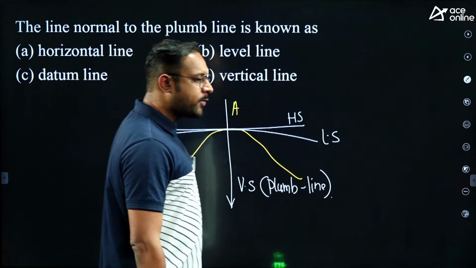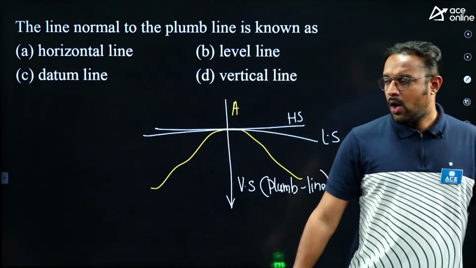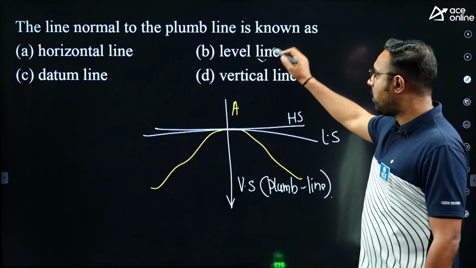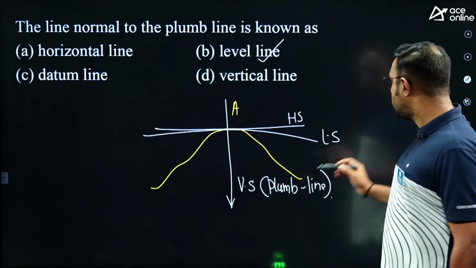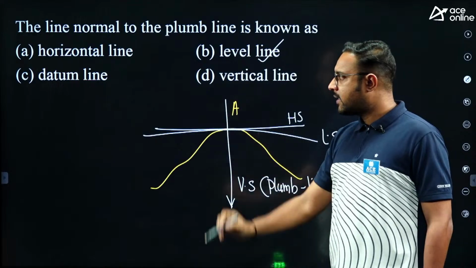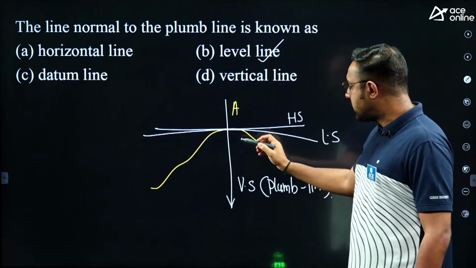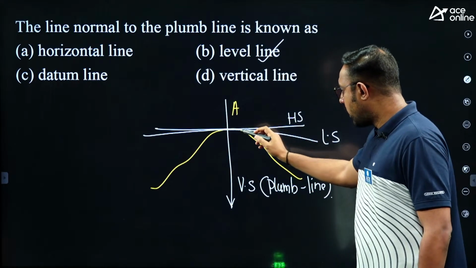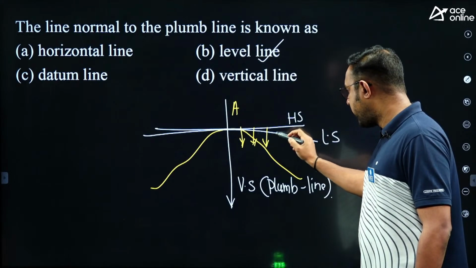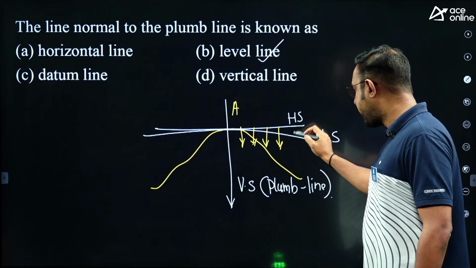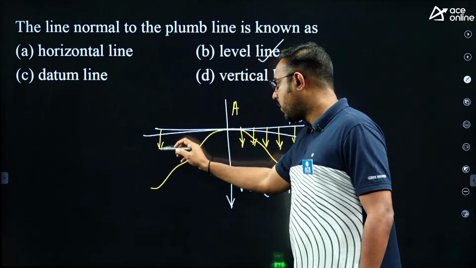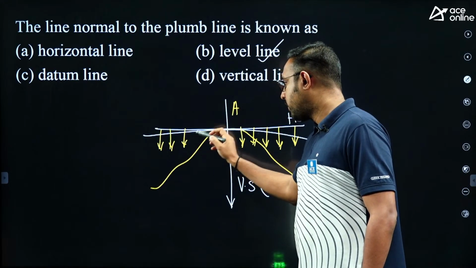So here, what should be my answer? Should it be horizontal line or vertical line? The answer should be what? Vertical line. Because you see, if you are selecting the answer as horizontal line here, it means that all along the horizontal line, direction of gravity perpendicular, direction of gravity perpendicular, like this.